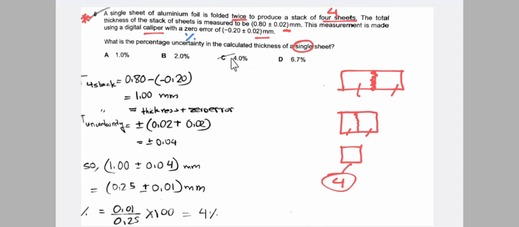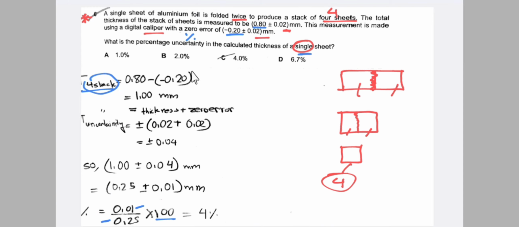To find the value of percentage uncertainty, for a single sheet, it would be uncertainty in the single sheet divided by the thickness of the single sheet into 100%. So we need to find the uncertainty of the single sheet and the thickness of the single sheet. So what is the thickness for the 4 stack? This is the thickness for the 4 stack, and this is the zero error. So what is the thickness of the 4 stack without the zero error?